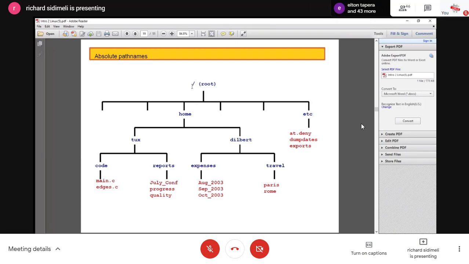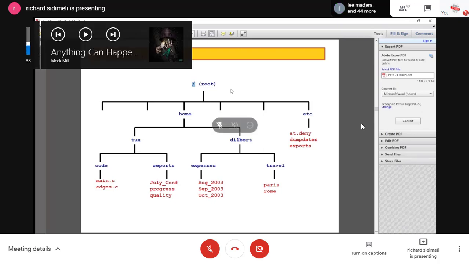Tree. The tree anchored. The root being the anchor for the tree.